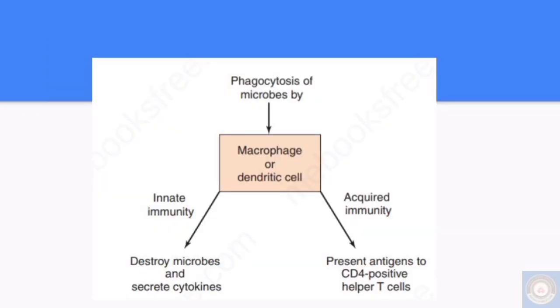Foreign microbes are phagocytosed by macrophages and dendritic cells. We have read about these cells in the innate immune system, but they also have a role in the acquired immune system. As macrophages and dendritic cells are also known as antigen presenting cells, they have got MHC class 2 receptor. So MHC class 2 presents that part of the antigen to the helper T cells or CD4 positive T cells.